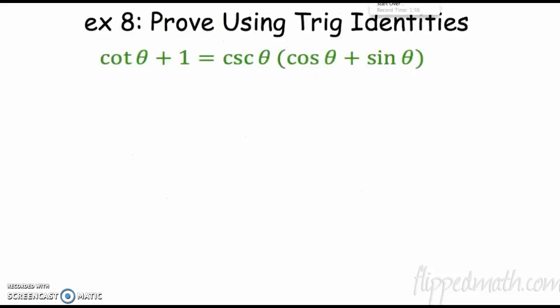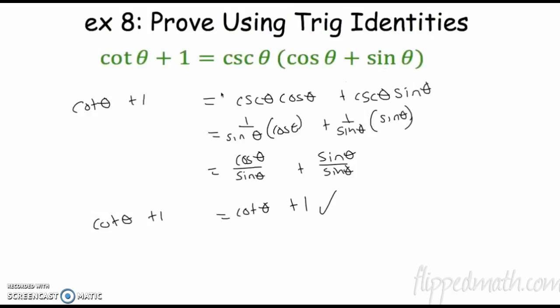You try this one. All right, so the first thing I did was distribute it here. Cosecant times cosine theta, cosecant times sine theta. I rewrote everything in terms of sine and cosine. I multiplied these. I got cosine over sine, sine over sine. Sine theta over sine theta is 1. Cosine over sine is cotangent.